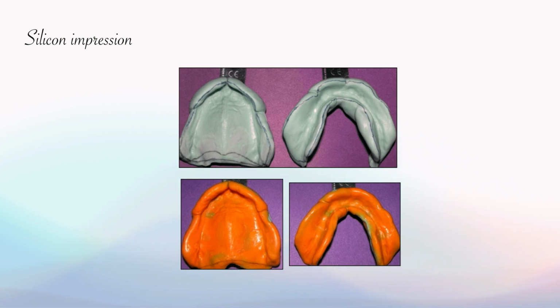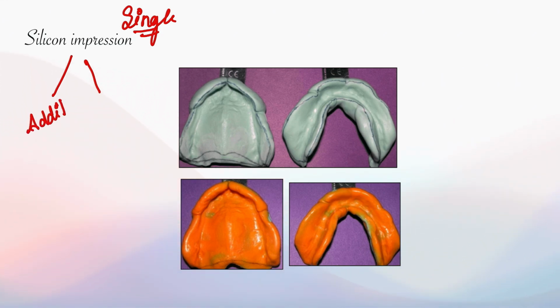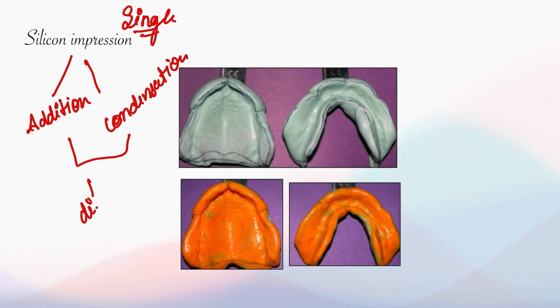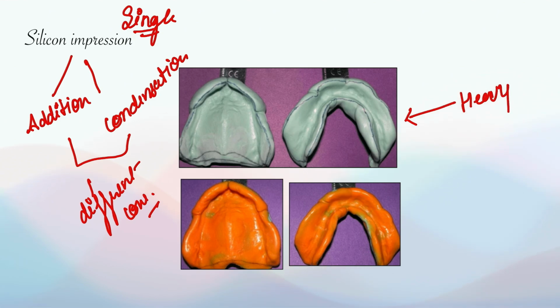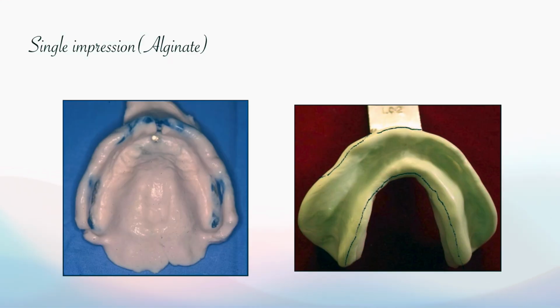Another time-saving procedure is taking the impression in single go. For that, one option is silicon impression, which is available in addition silicon and condensation silicon form. These materials are available in different consistencies. So here, the heavy body material is used to obtain the base impression and light body is used for the wash impression. And another option for taking single impression is alginate impression material.